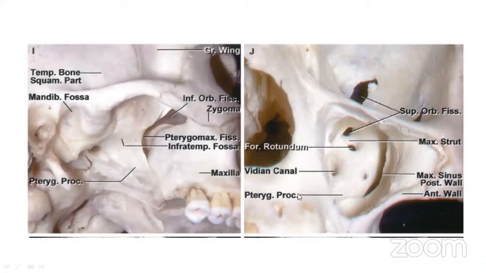fossa. This is another view of the maxillary sinus, in which the anterior and posterior wall of the maxillary sinus have been removed to show the anterior boundary of the infratemporal fossa, in which the superior orbital fissure and the foramen rotundum can be seen. Through the foramen rotundum, the maxillary branch of the trigeminal nerve passes.